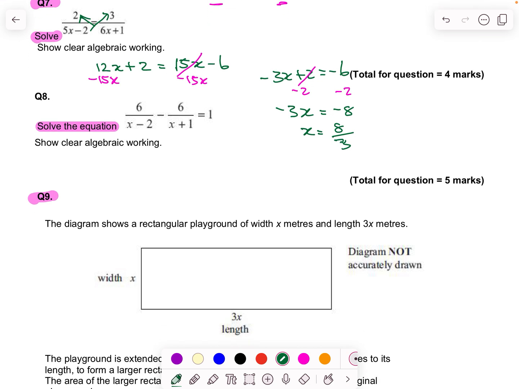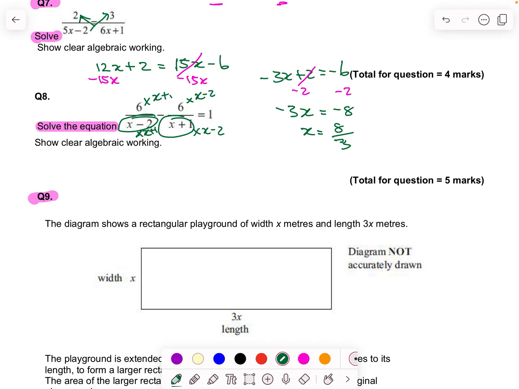Solve this equation now. So this one is not as simple as cross multiplying. You can't do that. I need to make the denominators the same for this one. So the only common denominator is to multiply this one by x plus 1 and this one by x plus 1, this one by x minus 2 and this one by x minus 2.